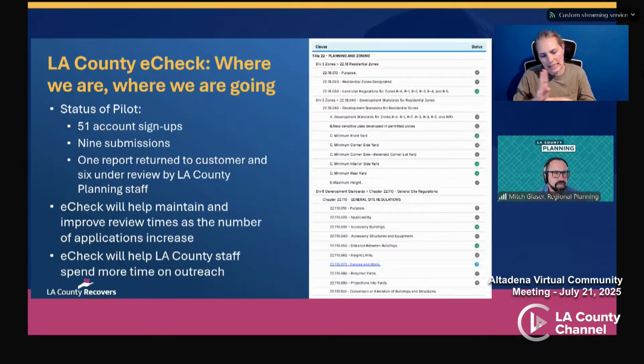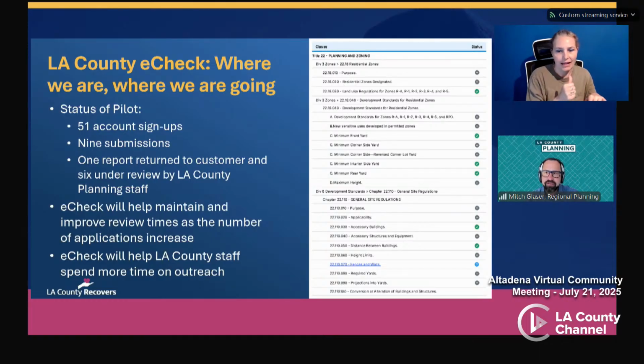Moving on to the last slide here, just talking about where we are and where we're going. This is a screenshot of an actual eCheck report. So as you can see, it breaks down project review by the different zoning rules, and it's a very simple green check for compliance. There aren't any reds on this report, but there'll be a red if something does not comply, and then gray means it's not applicable.